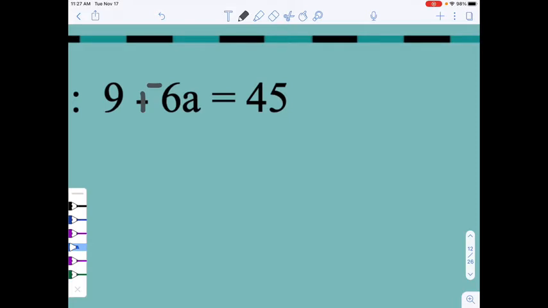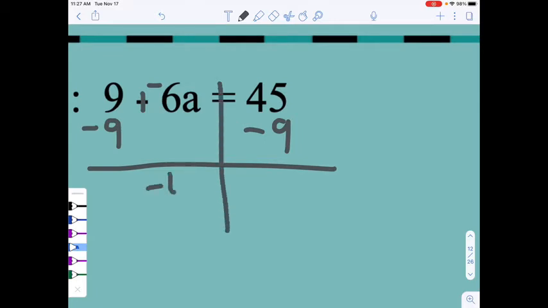So then I'm on to get rid of the constant. Our constant is a +9. The opposite of +9 is -9, so I need to take away 9 from both sides. You can either subtract 9 or do plus -9. We get -6a equals 45 take away 9, leaves me with 36.